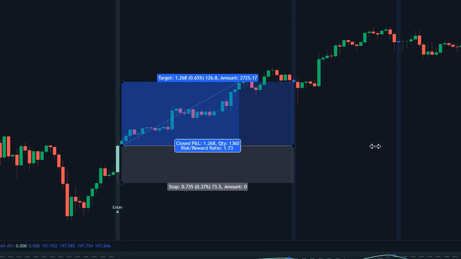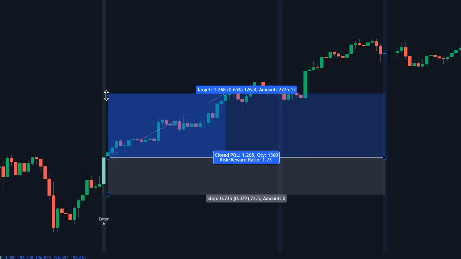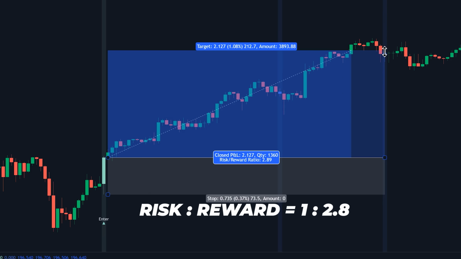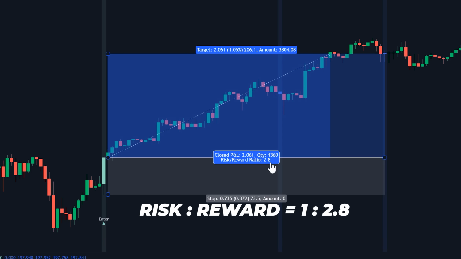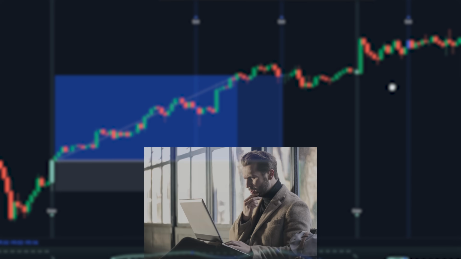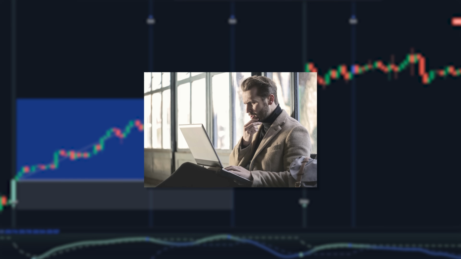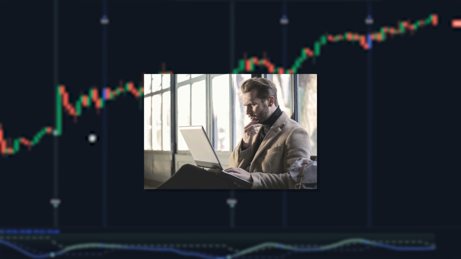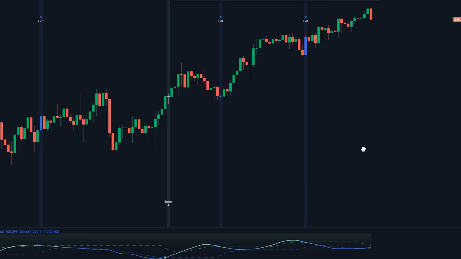But if we were to target the next exit point suggested, well, the risk-reward ratio increases to 2.8. And the same thing would have happened for this position. Now, I know you may be thinking, but what exactly is this indicator? Well, stay tuned, because in this video, we're gonna go over exactly what this indicator is.